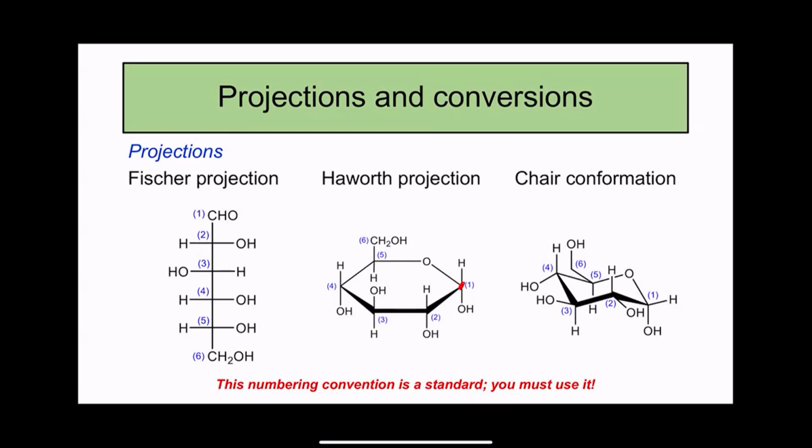And then converting from the Haworth projection to your chair conformation will be pretty similar. All you really have to do for that one is make sure that you follow the axial equatorial pattern. So let's quickly go through an example of how to convert between projections.